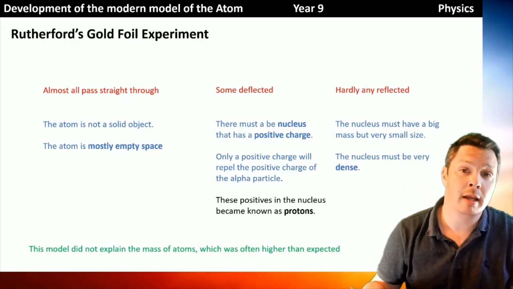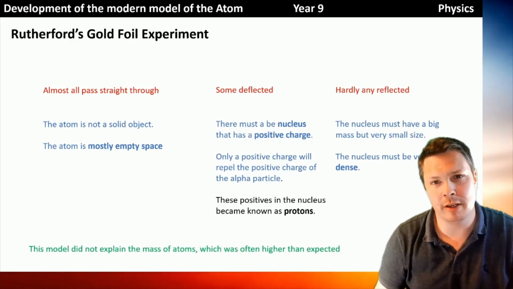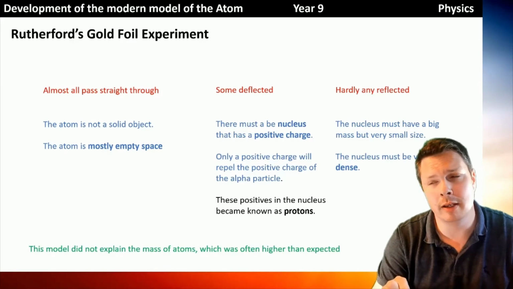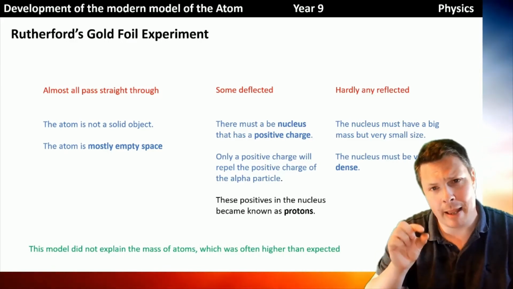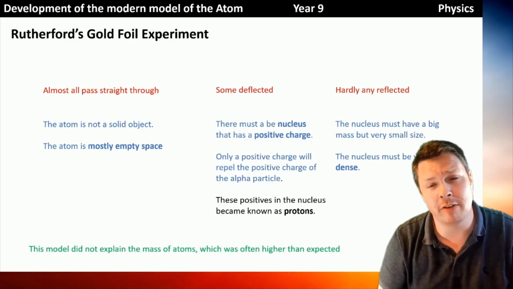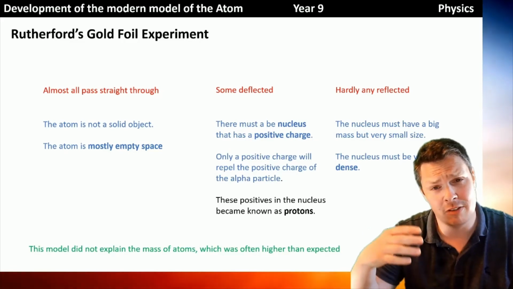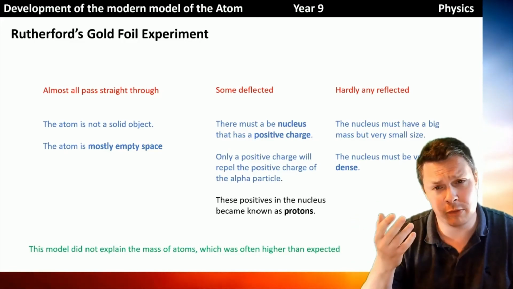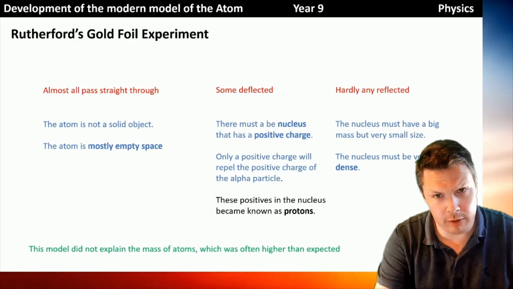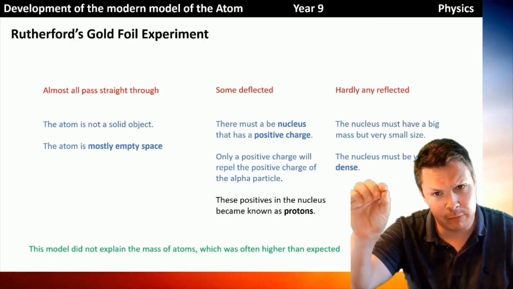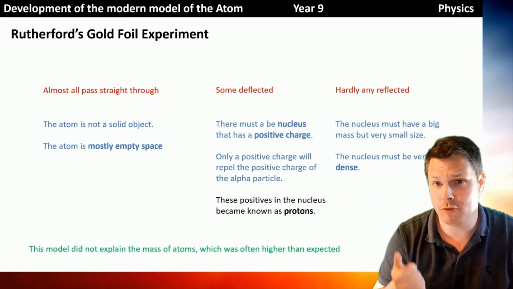And then finally, the fact that hardly any were reflected. That must mean that the nucleus is very, very small, and because the atoms still have a mass, then that mass must be squeezed into that very small nucleus, and of course when you have a lot of mass in a small volume, that means it's high density, so the nucleus would be very dense. Pause the video now if you want to and review those, because the explanation linking to the observation is vital in both chemistry and physics.